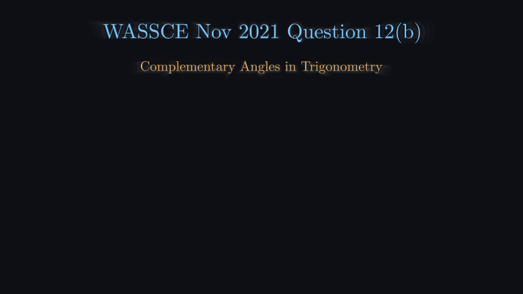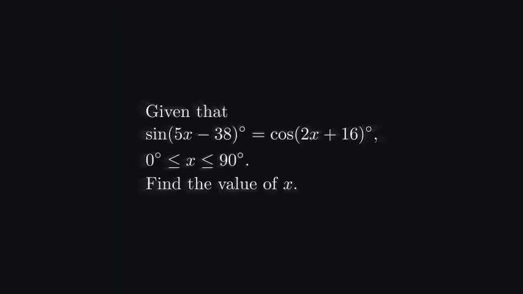Today, we are solving WASSCE November 2021 question 12b. This question uses the relationship between sine and cosine of complementary angles. The question says, given that sine of (5x minus 38) degrees equals cosine of (2x plus 16) degrees, where 0 degrees is less than or equal to x less than or equal to 90 degrees, find the value of x.